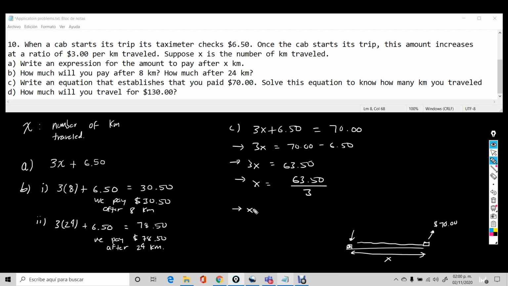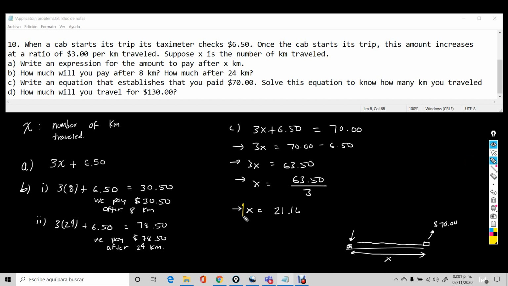And then let's use the calculator. 63.5 over 3, and I'm getting 21.16 kilometers. Well, no, not yet. This is my solution, 21.16. Okay, more or less, it's an approximation. I get more numbers, but we can cut it right there. So this is my solution to my equation.